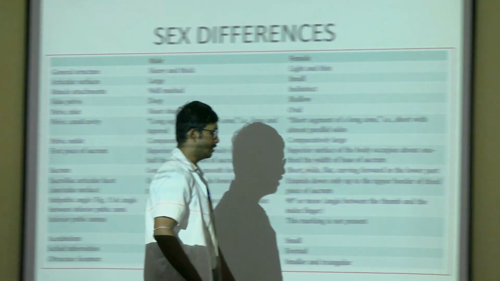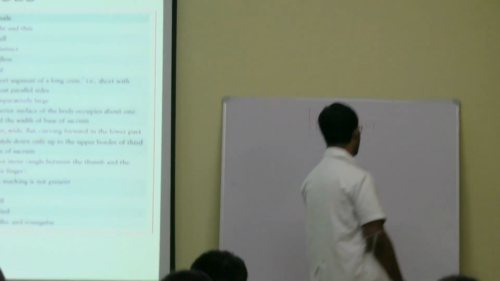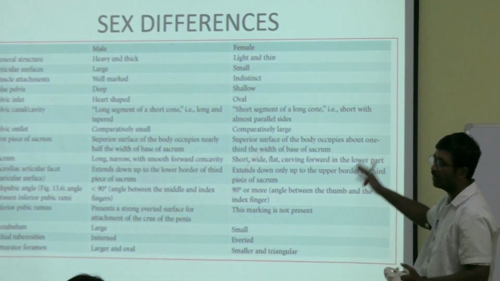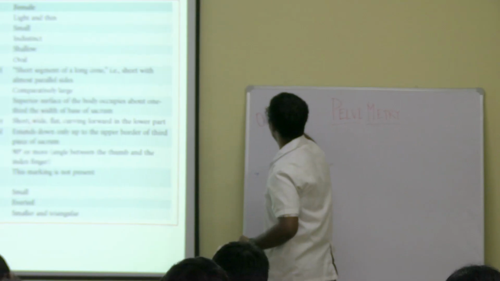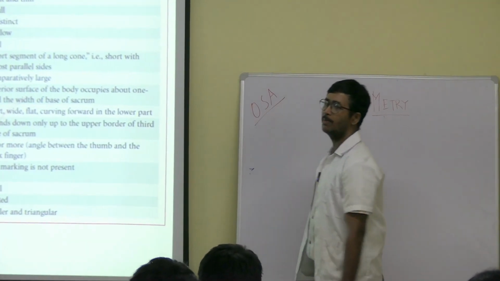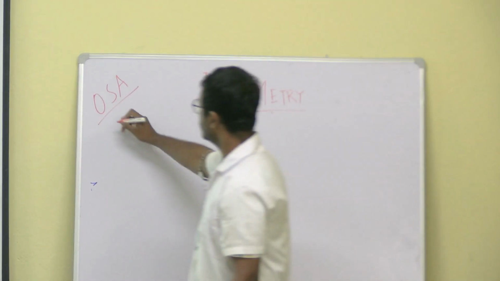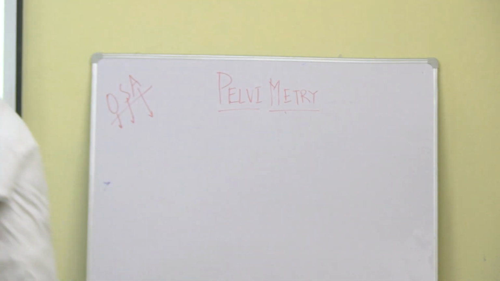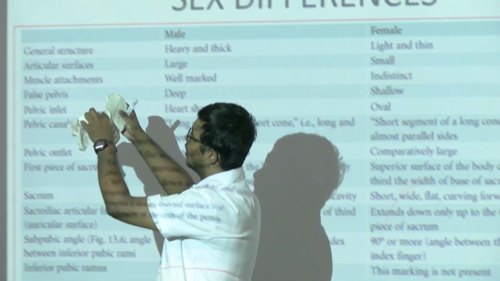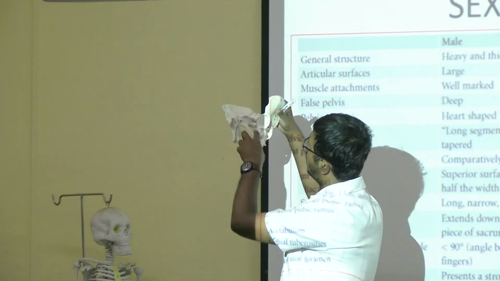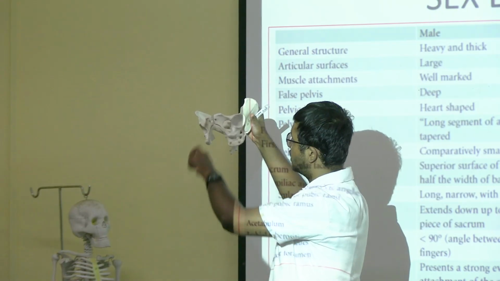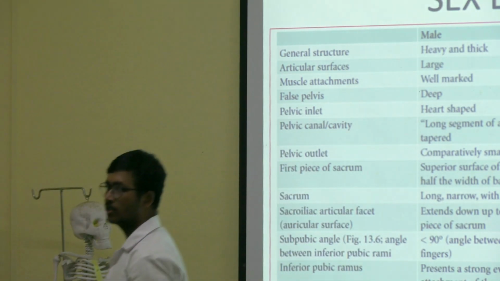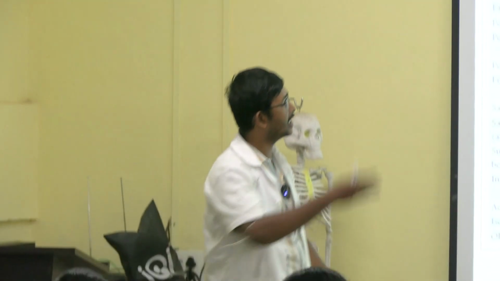Regarding male and female, there are only three points to remember: everything will be larger and wider in the female. Only O, S, A are the three things which will be wider and larger in males. O means obturator foramen, S means sacroiliac joint, A is acetabular notch. So the acetabulum will be wider and larger in males, the obturator foramen will also be wider and larger in males, and the sacroiliac joint will be wider in males. All the rest of the structures will be wider, bigger, larger in females.